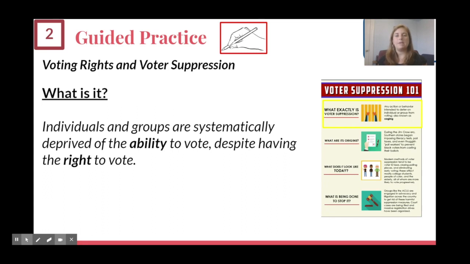When we're talking about voter suppression, we're talking about individuals and groups of people that are systematically meaning that because of the way things are set up in the government and or related to elections in our country, we're talking about people that are systematically deprived of the ability to vote, even though they have the right to vote. So we're talking about people who are allowed to vote, but don't or can't for reasons related to laws, regulations, or other systems that are put in place and institutionalized within our nation.